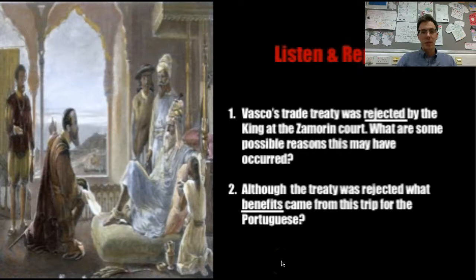So when we look at this image, we see here that Vasco da Gama has finally made it to the Zamorin court, and even though he makes it, spoiler alert, he's rejected, right, by the king Zamorin. And the reasons for this, there's probably cultural reasons, as there may have been some miscommunication between Vasco da Gama and the king, right? From very different parts of the world.